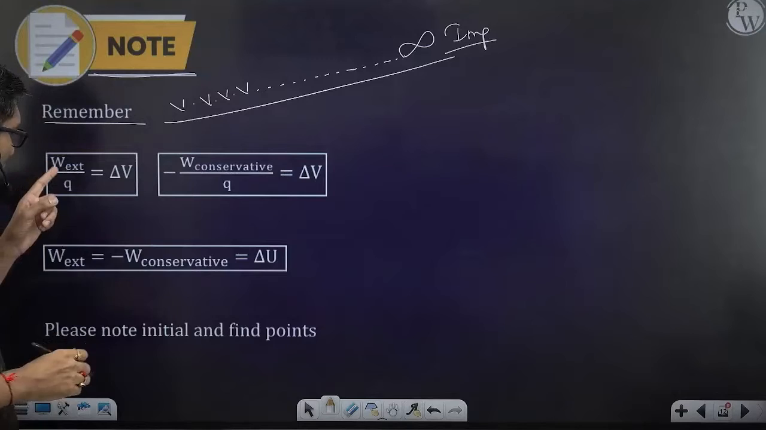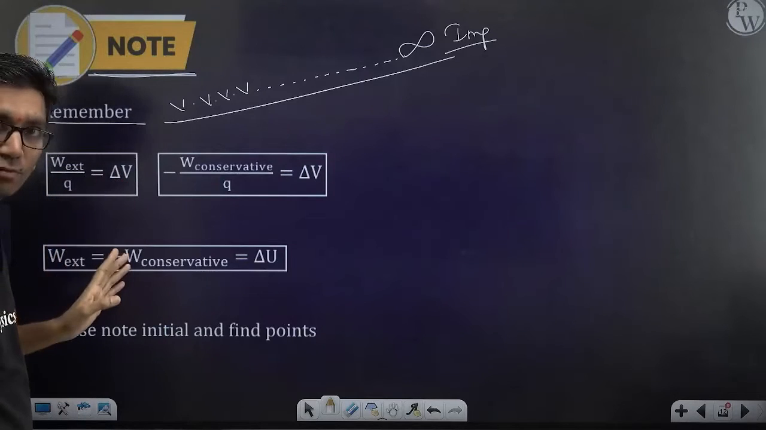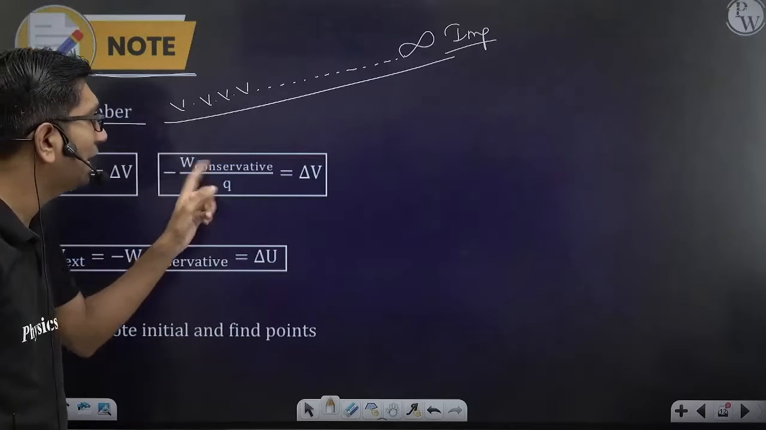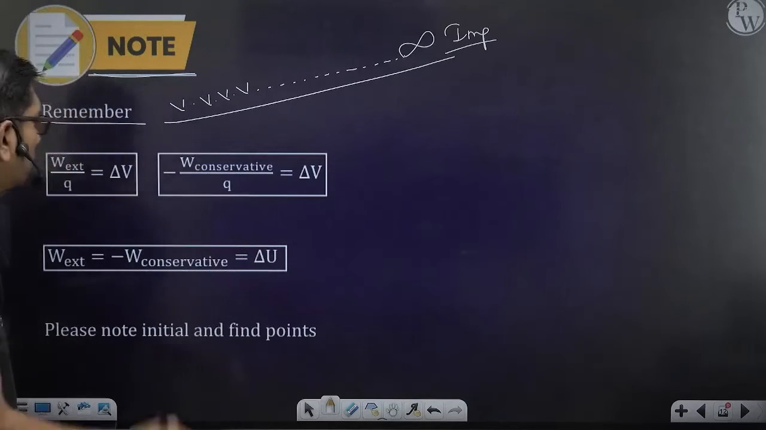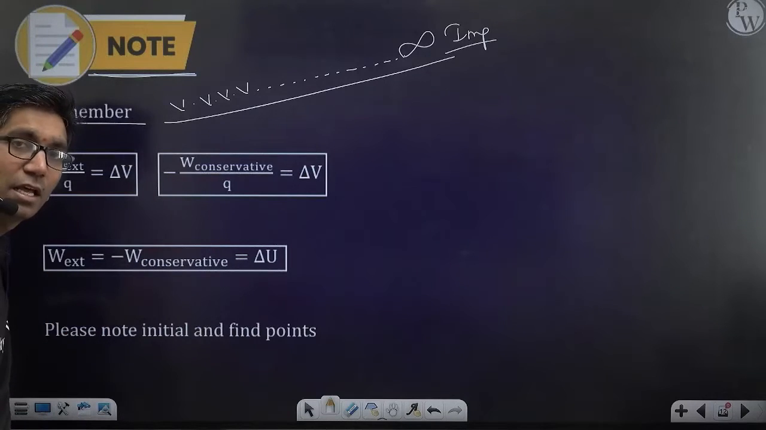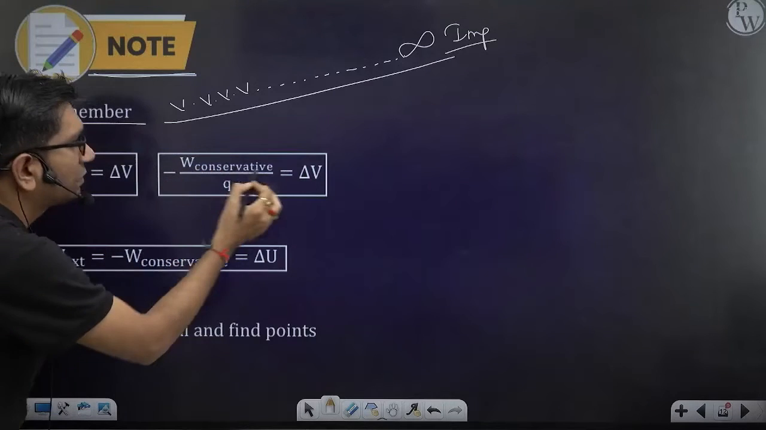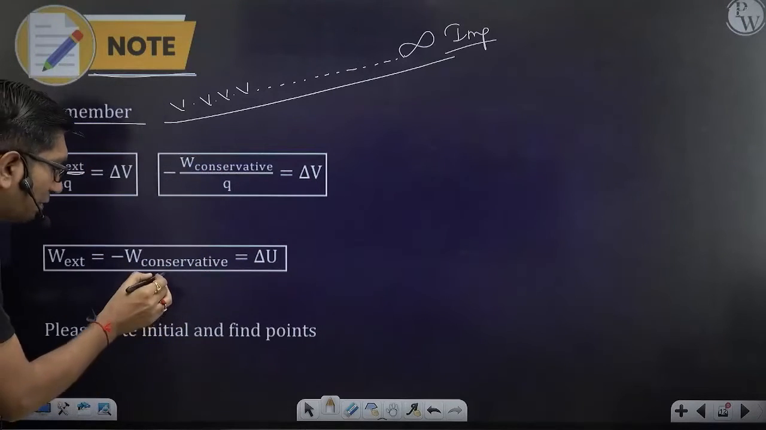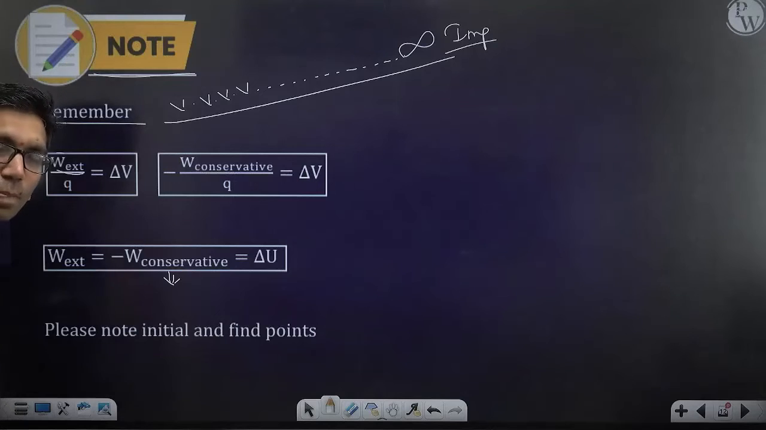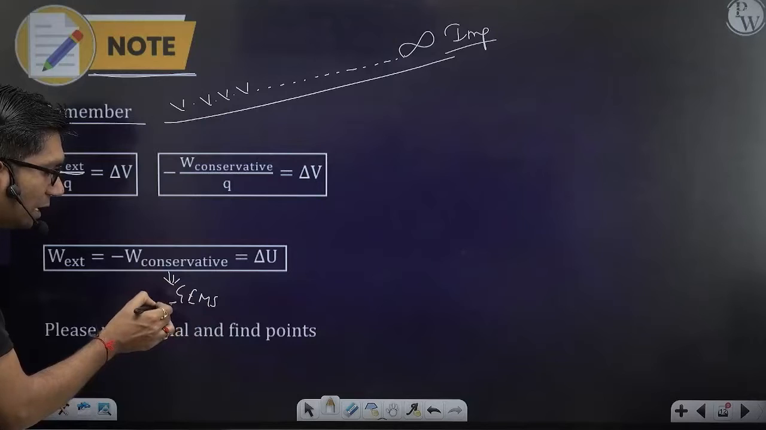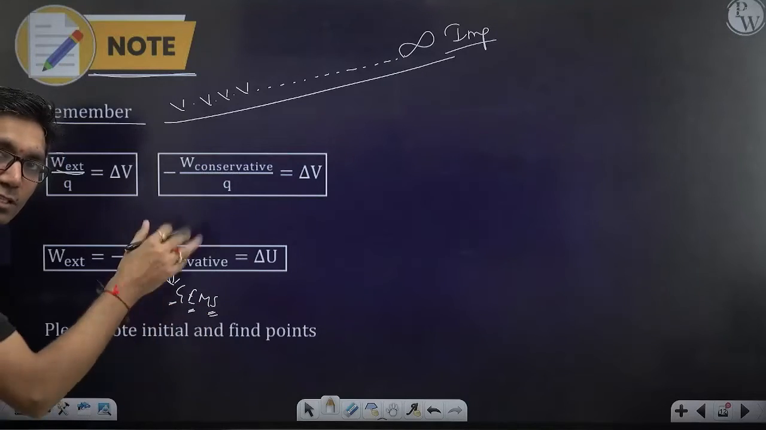Work done by external by charge Q is equal to delta V, as everyone knows this one, correct? Work done by external is equal to minus work done by conservative forces. In place of work done by external, I have written this one. That's it. Equal to delta V. What are the conservative forces? Electrostatic forces, spring forces. So GEMS, like this you can remember. The gravitational force, electrostatic force, spring forces, all are conservative forces.